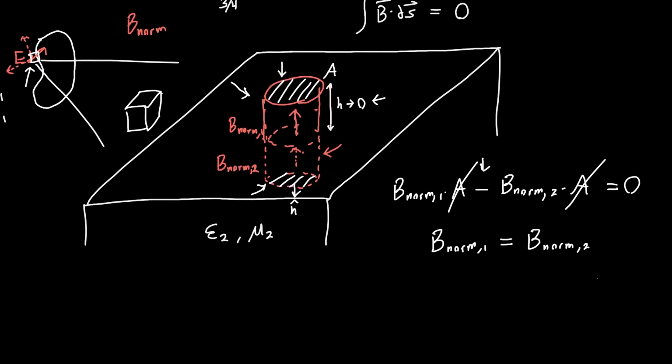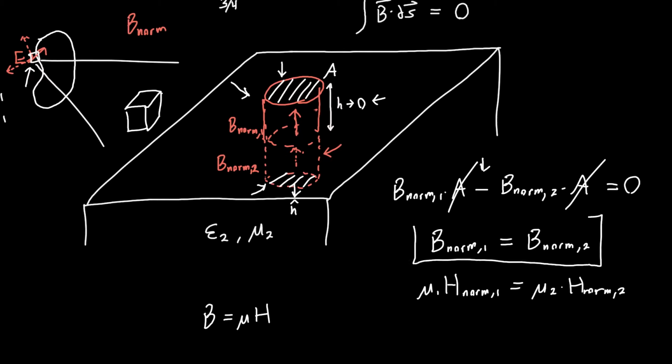If you want it in terms of the H field, also sometimes called, confusingly, the magnetic field, the conventions aren't clear as to what is actually what. But let's say the H field, so μB in a linear material is just equal to μH. So μ1 times the normal component of H1 is just equal to μ2 times the normal component of H2. And so these two equations, and this one in particular, is the most rigorously correct.